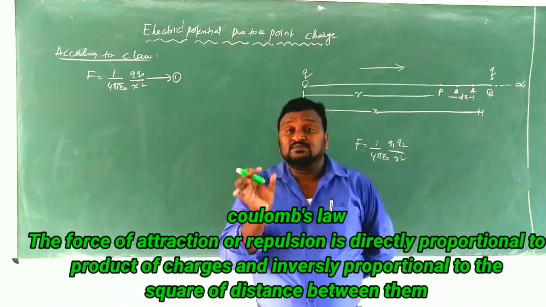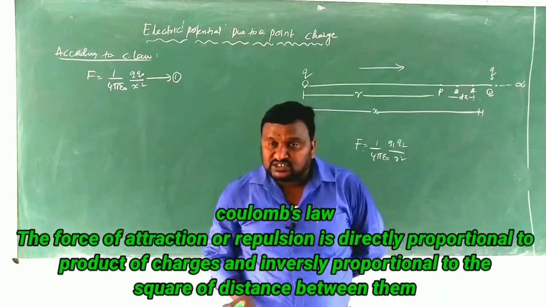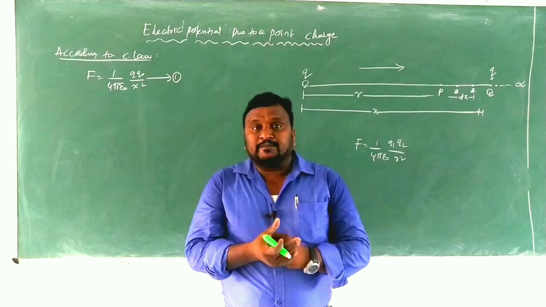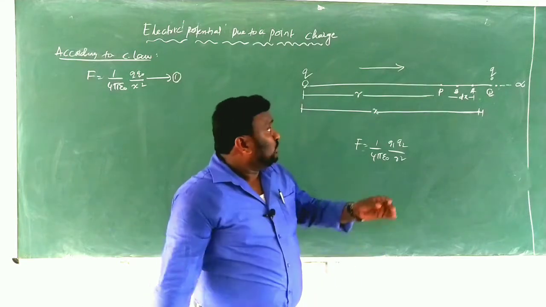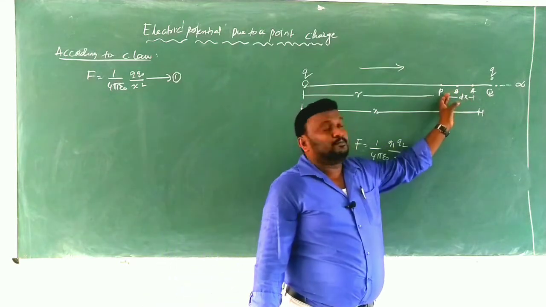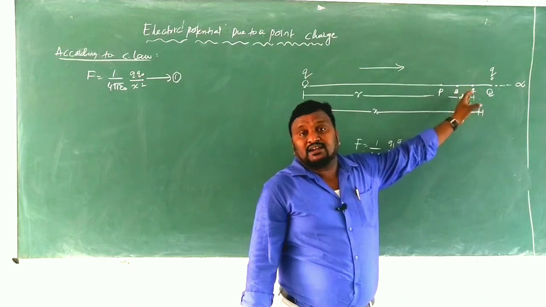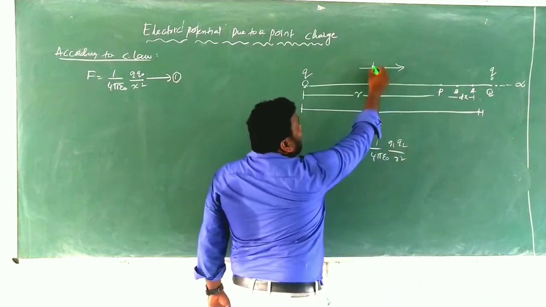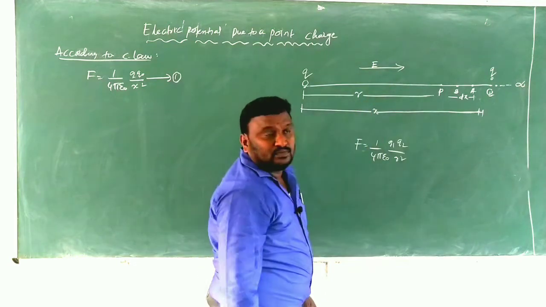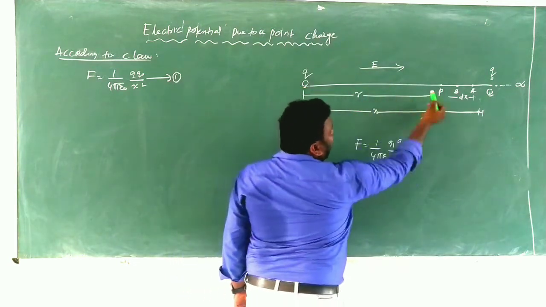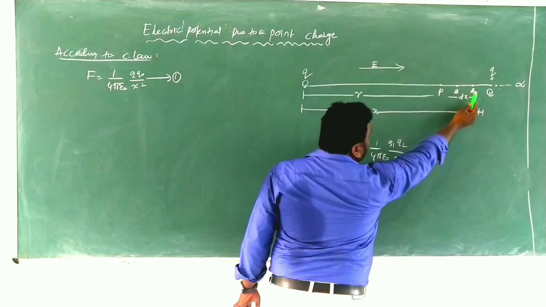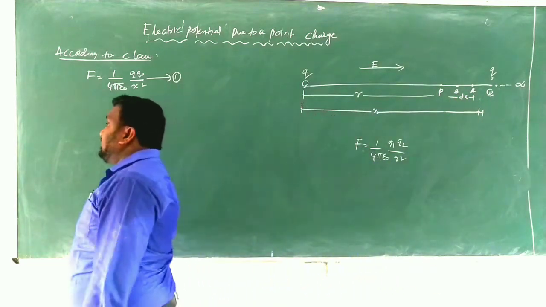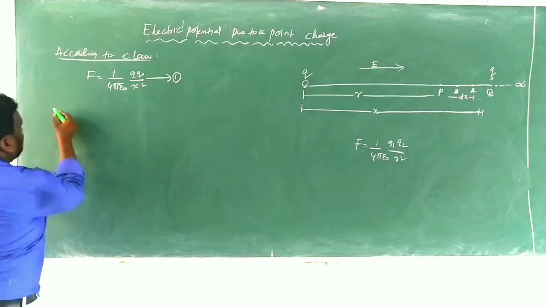The distance of separation is dx. Then there is some work done to move the charge from A to B, because the electric field is in this direction. The electric field is in the O to P direction, and we are bringing the charge from A to B. That's why there is some work done.